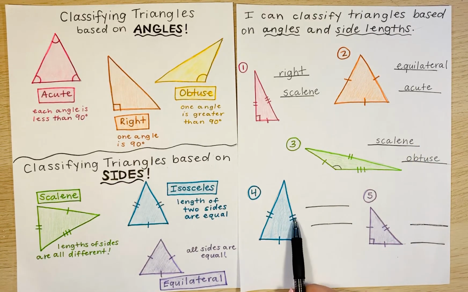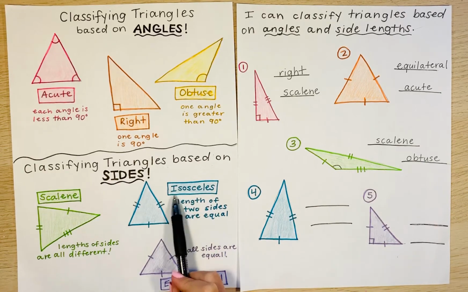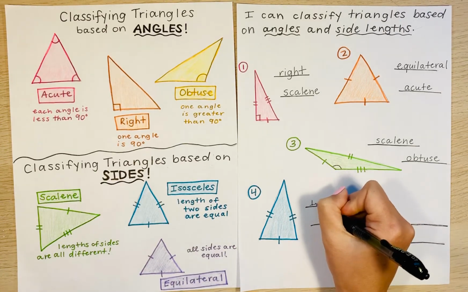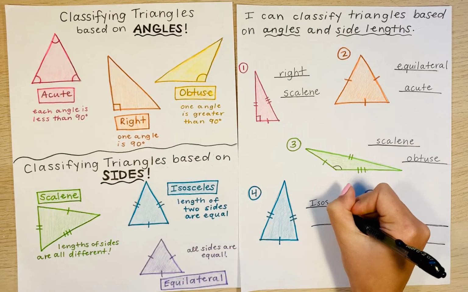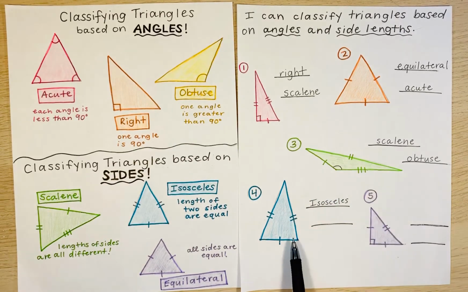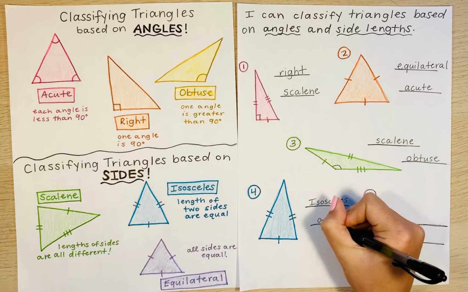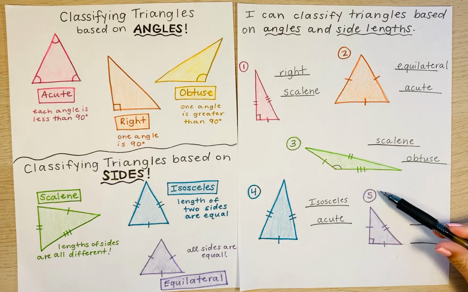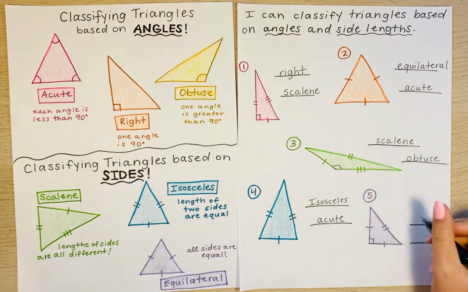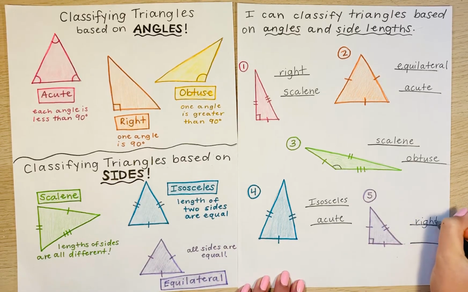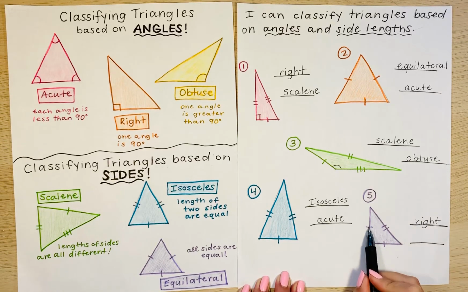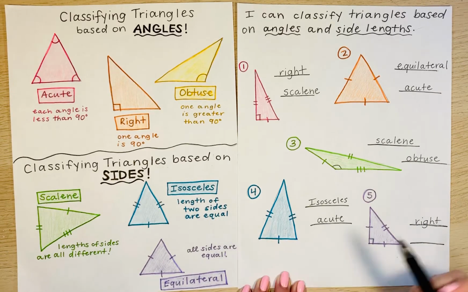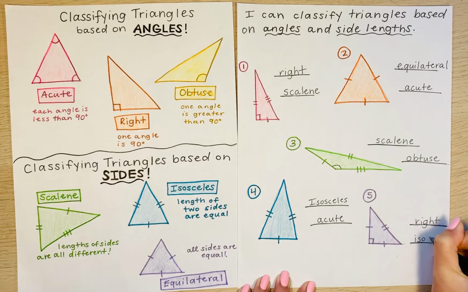Number four, I see that I have two equivalent sides. And knowing that information, I know that's an isosceles triangle. Remember the two S's, two equal sides. So isosceles. And then I don't see a right angle or an obtuse angle. So that's an acute isosceles triangle. And lastly, we have number five. Again, I see that right angle, so I know it's going to be a right. Now I have to take a look at the sides. I see two sides are equivalent. So again, that's an isosceles. So a right isosceles triangle.